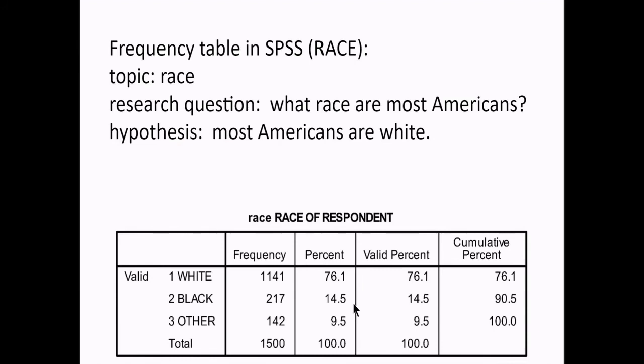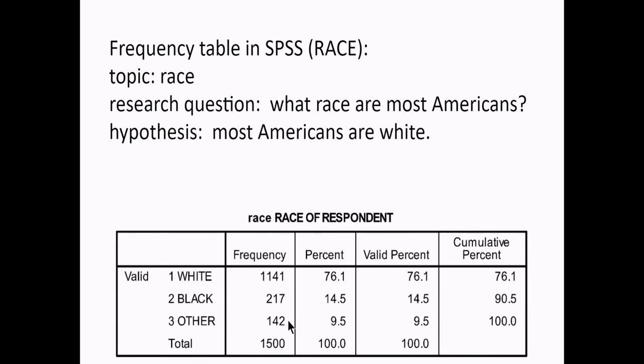Let's say we have a topic, race, that we're interested in, and a research question: what race are most Americans? Yeah, I know it's a pretty dumb research question. And our hypothesis is most Americans are white, and there's a theory behind that: a country formed by European people, so mostly going to be white. All right, but just run with me. It's just an example for educational purposes. So what we could do is produce a frequency table using the single variable.